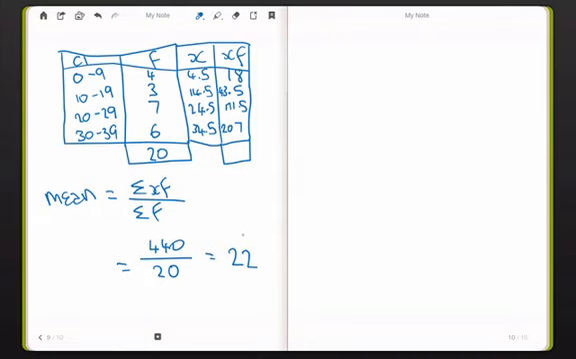Okay, so 22 is our average, that's our mean. That just happens to be a nice round number without any decimal points, which is good for us. So the mean of this group of data, the average, is 22. That is the average score if you take all of these things into consideration.